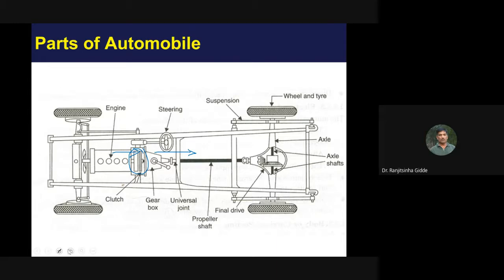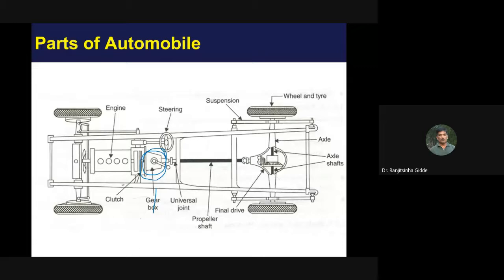Then to fulfill the requirement of providing the torque, for that there is gearbox. So there various gears are provided, and that are used to provide the different torque requirement.